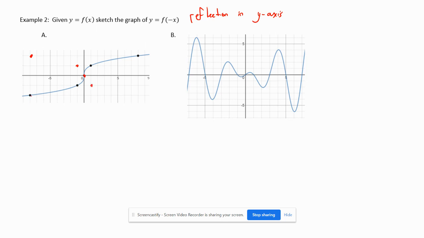Now it's going to be positive 1. And this comes over here to positive 8 over here. So this graph is going to look like this guy over here. Okay. If you're curious what this function was, this is actually going to be y equals the cube root of x. And so that's how this guy looks.